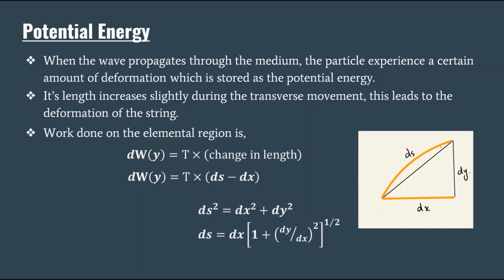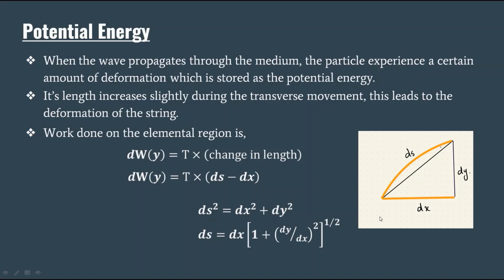Now we have to find the work done on the elemental region, given by dW_y = tension × change in length. This is the common equation for the work done, that is work is equal to force times displacement. Here force is the tension on the string and displacement is the change in length. That is dW_y = T (ds - dx). ds - dx can be easily found from the figure.